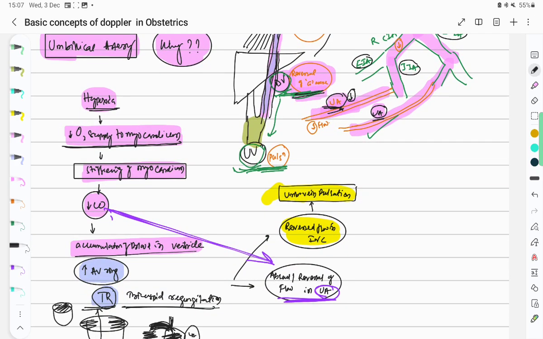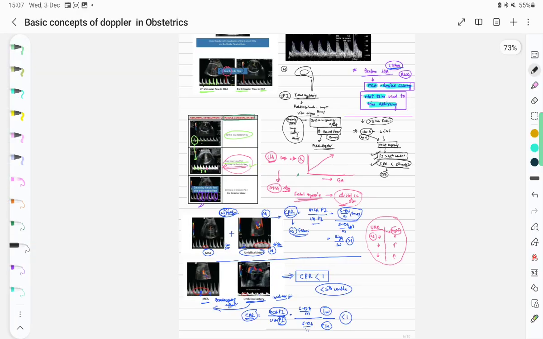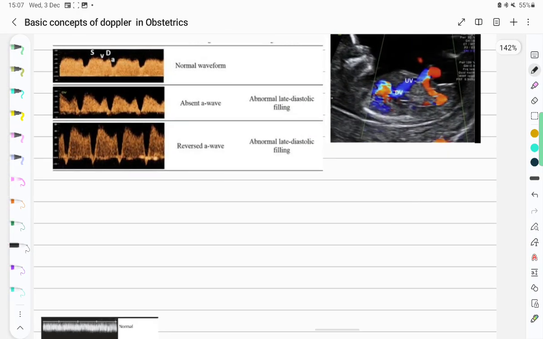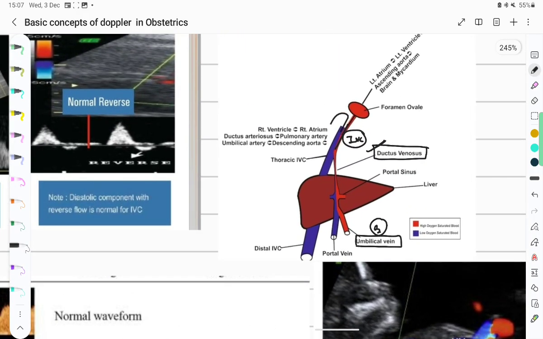In that condition, the next step is we check umbilical vein pulsation. The ductus venosus is connected to the umbilical vein. Once there is reversal of A wave, we will get pulsation in the umbilical vein. So pulsation in the umbilical vein is the imminent sign that fetal acidemia has already occurred. So this is the concept behind doing Doppler of the ductus venosus.